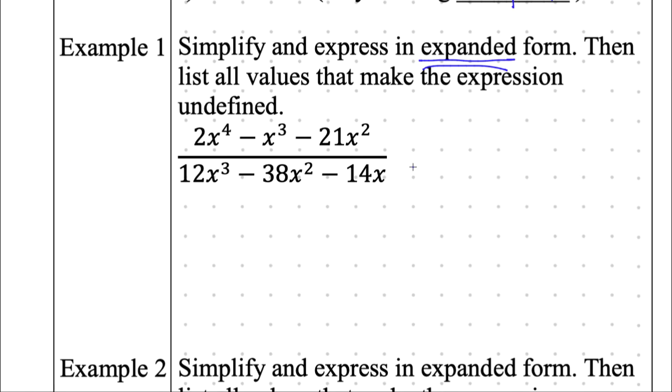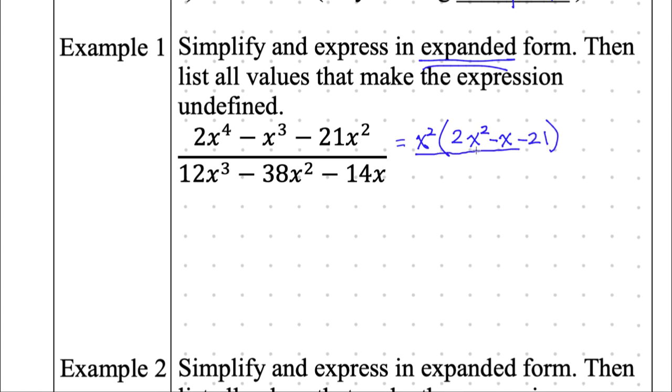All right, so here we go. The greatest common factor for the numerator. In terms of the coefficients 2, 1, and 21, those are all co-prime, so I can't factor out anything there, but I can factor out an x. This is x to the power 4, 3, and 2, the smallest being the 2. So the greatest common factor of those 3 is x squared. What's left over is 2x squared minus x minus 21.